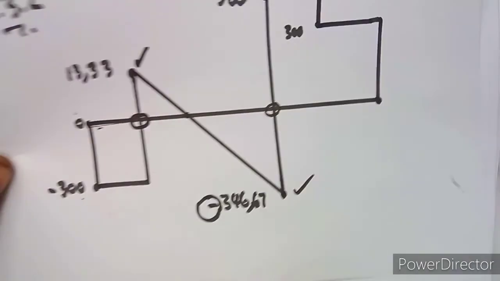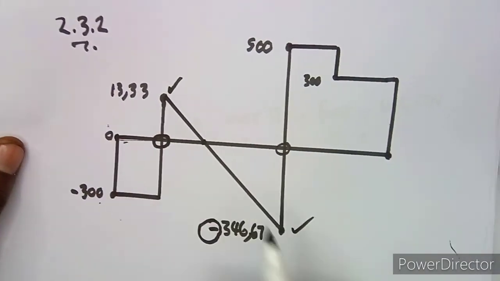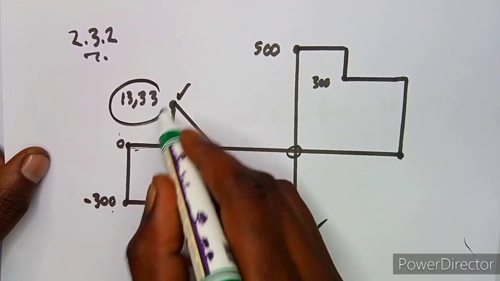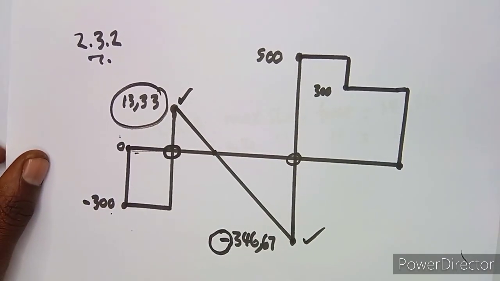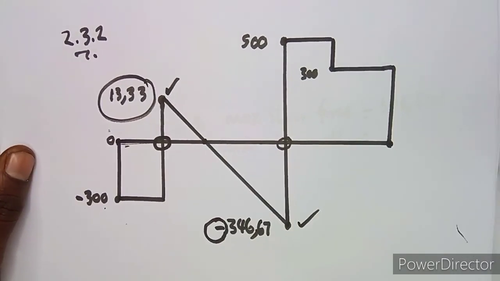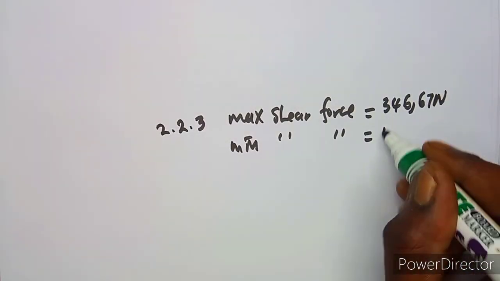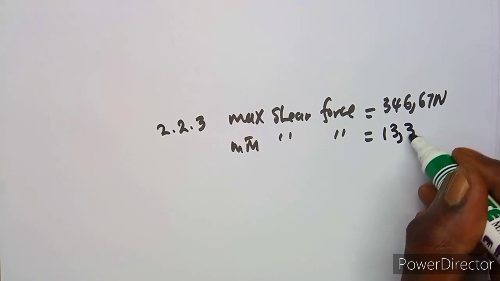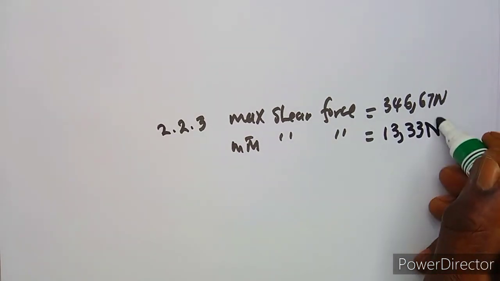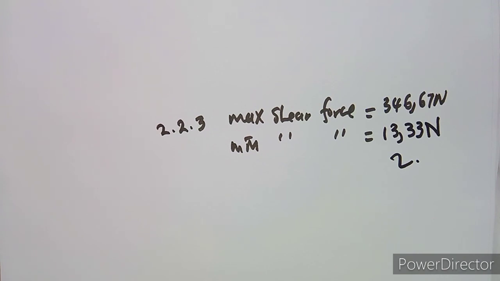And the minimum is going to be the one which is smaller. So it's not about the sign, it's about the number, because we are talking about the magnitude. So this one is 13.33, which is in Newton. So this is what we had from this question.